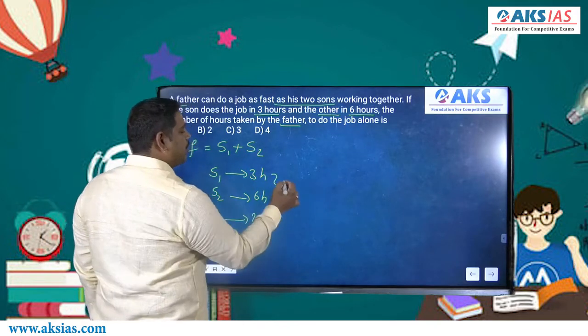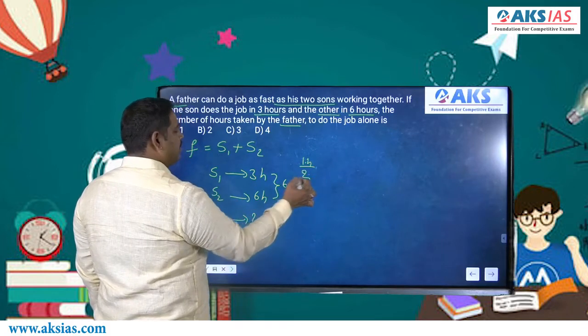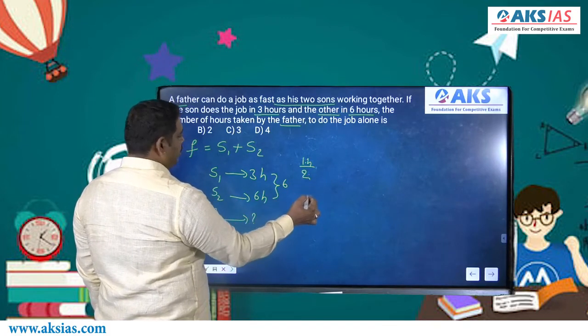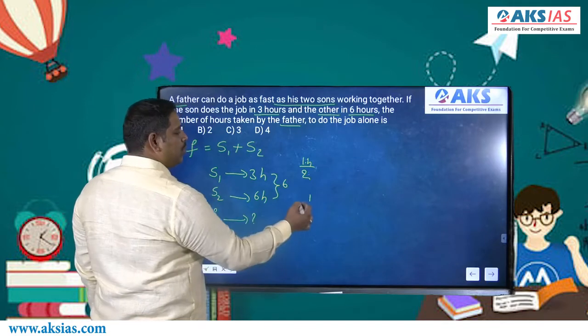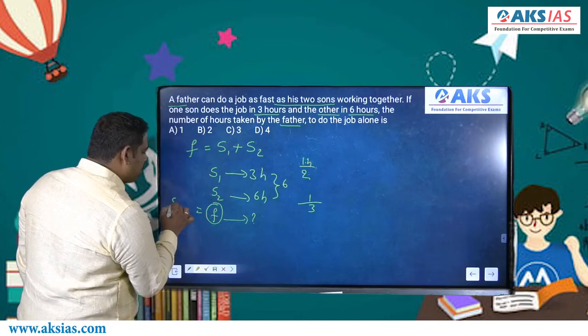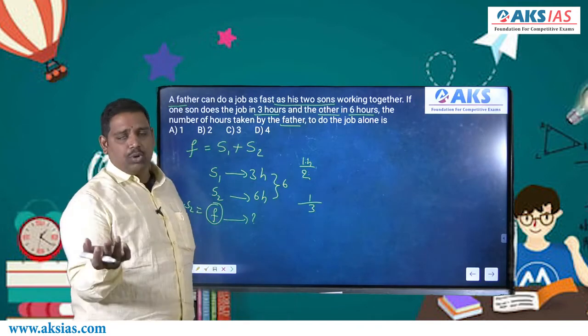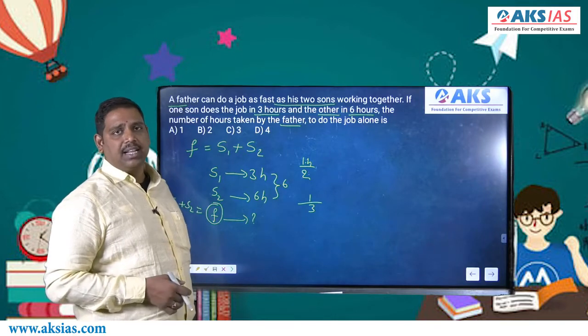Right, let's take the LCM for 3 and 6. 3 and 6 LCM is how much? 6. So in 1 hour, son 1 will do 2 units. Son 2 will do 1 unit. Together they can do 3 units. Sir, I know that father is son 1 plus son 2, right? That's why indirectly I have to take son 1 and son 2 together, in how many days they can complete it. Is it correct or wrong?